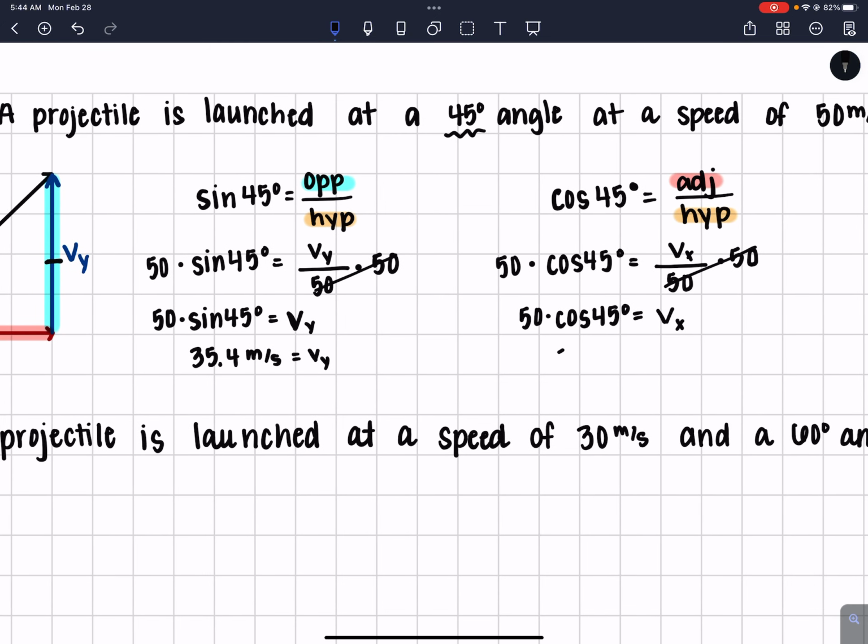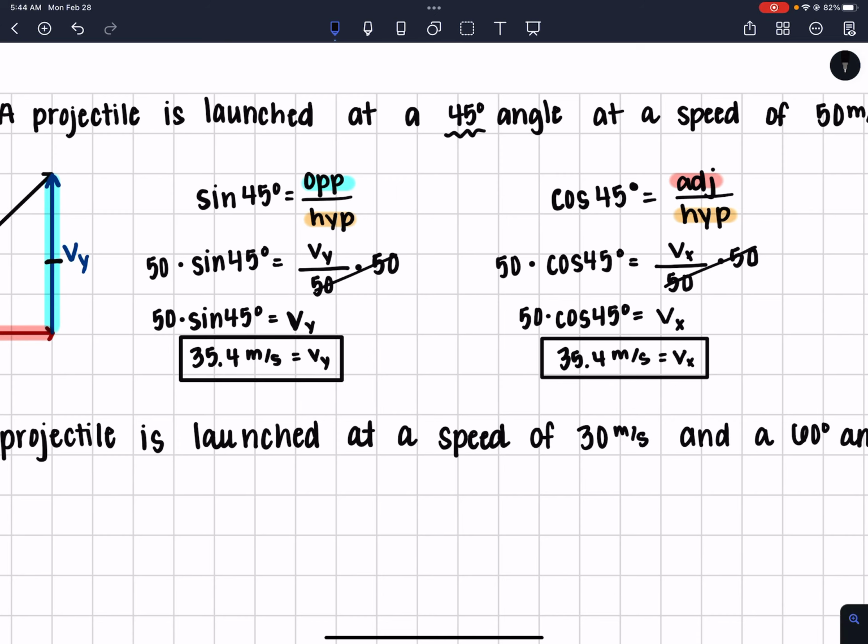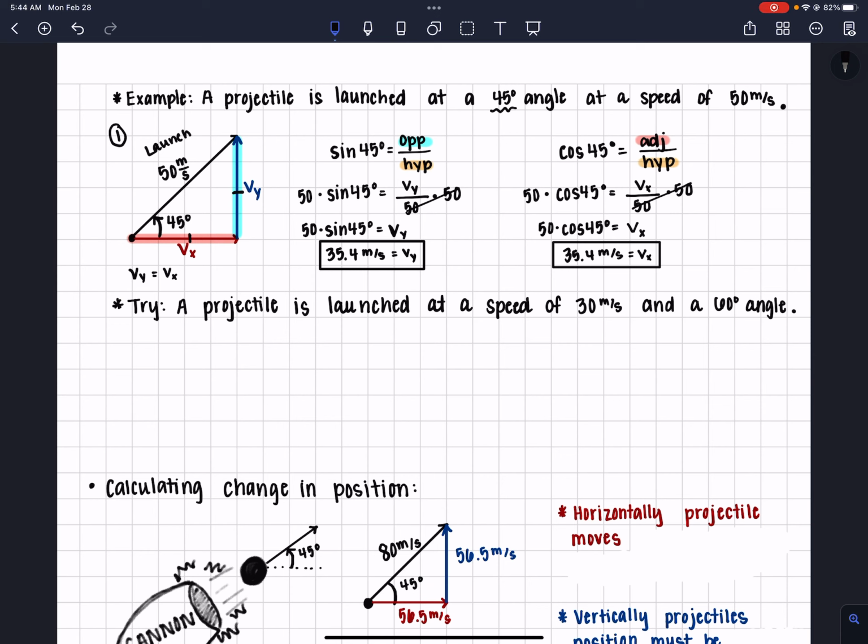Now, that being said, it would be wise to still calculate both of them just in case you made a mistake in one of your equations. You should get the same answer, but if you don't, that would be an indicator that you made a mistake somewhere along the way in one of your calculations, and that would be an opportunity to go back and fix it. So that being said, there's a try here. Go ahead and pause the video and attempt it without my assistance, and when you're ready to check your answer, unpause the video.